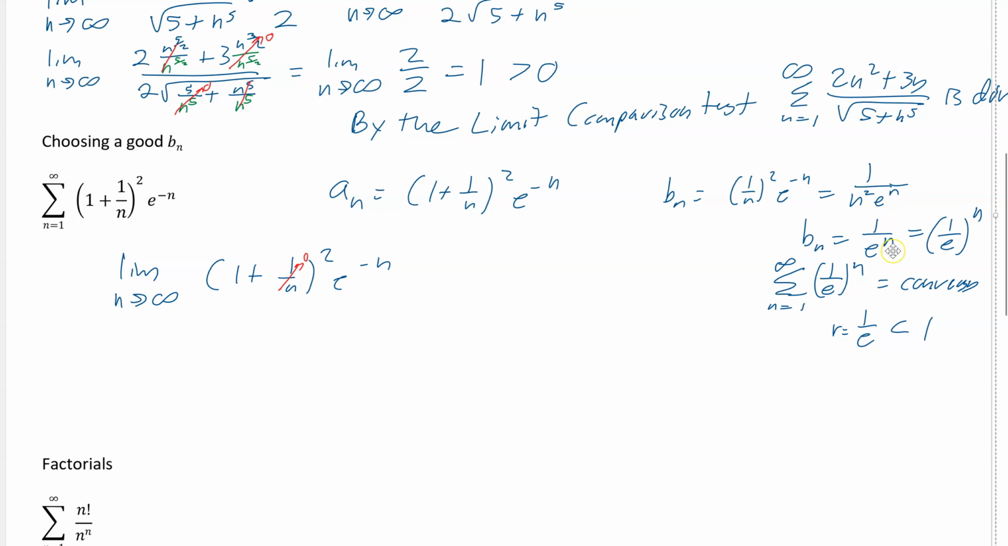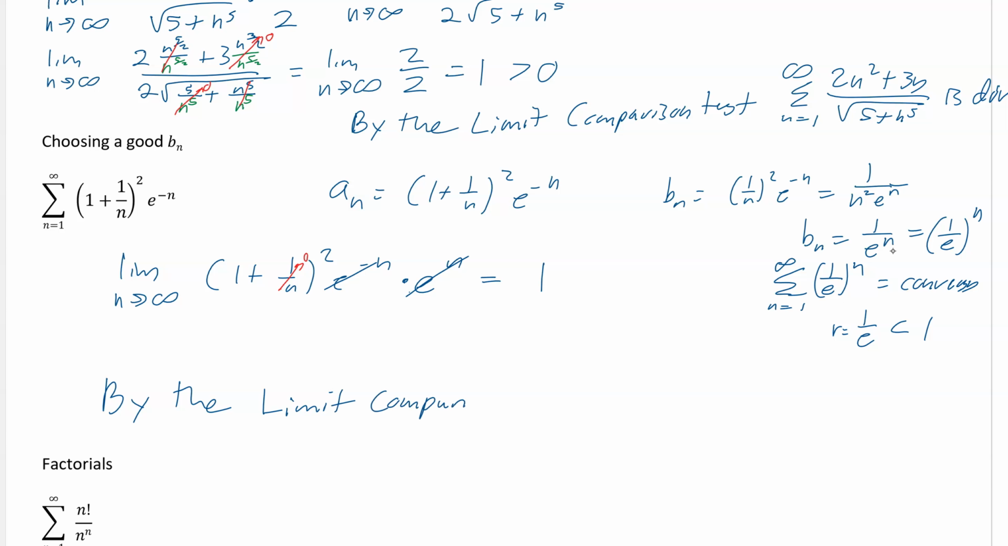All right, so 1 over e to the n can come in over here. And if we flip it, we get e to the n. And you can see those two now cancel. And so this would just equal 1. So by the limit comparison test, our sum from n equals 1 to infinity of 1 plus 1 over n squared e to the negative n is convergent.